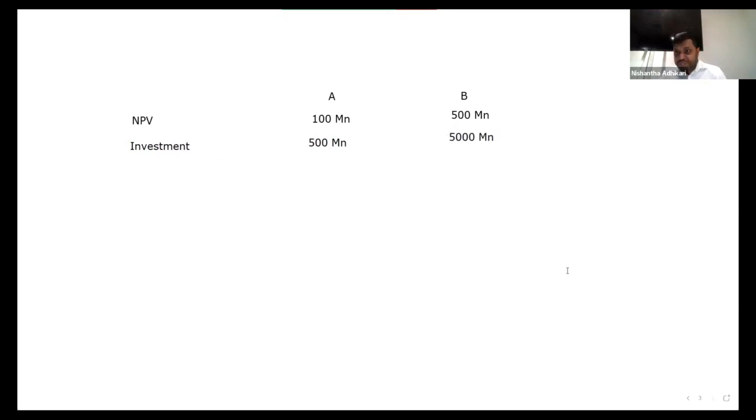Now the size of the investment is different. Under this situation, you can't make the decision based on absolute NPV. Then you have to calculate the profitability index. How to do that? Profitability index, PI, equals NPV plus initial investment, divided by initial investment.